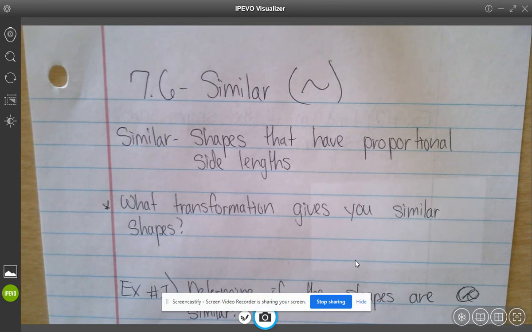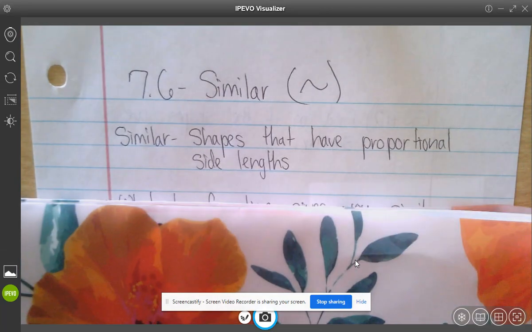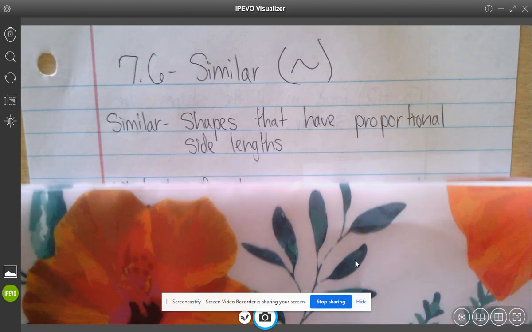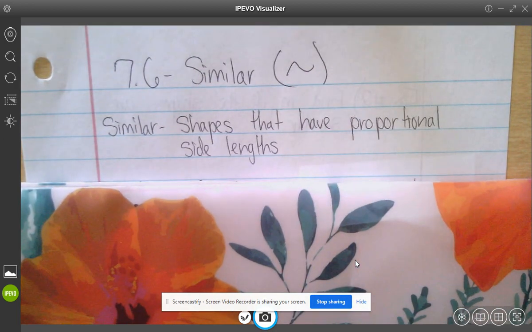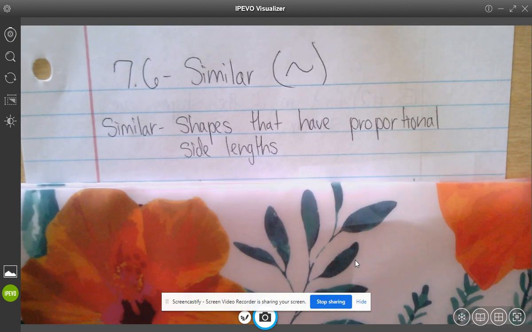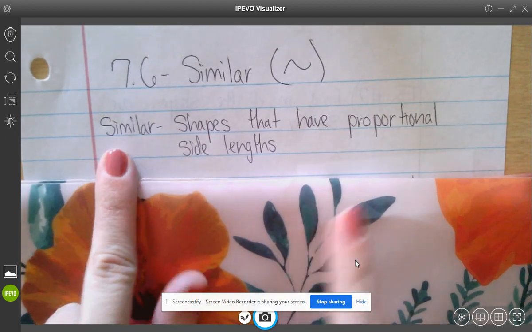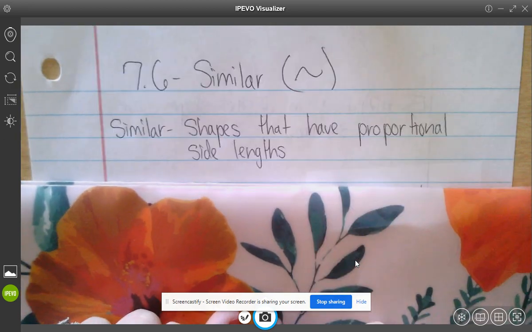Okay, so today we are doing 7.6 similar shapes. So that right there is the symbol for similar. It's just a little squiggly because we're math. We don't like to write words if we don't have to. So similar means shapes that have proportional side lengths.